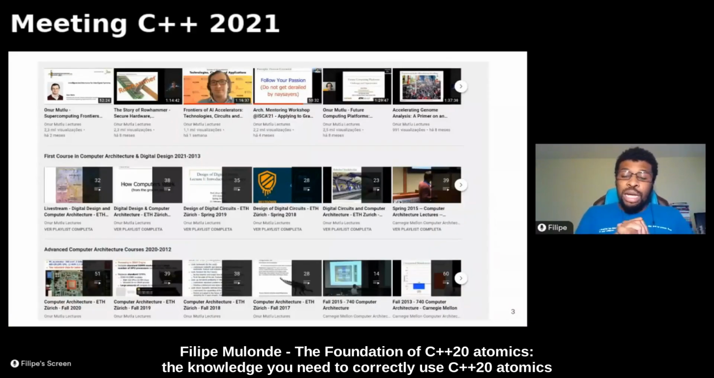I would also like to acknowledge the work of Onur Mutlu. He's a professor at ETH Zurich. And I used to watch a lot of his lectures on computer architecture. And some of the slides present in my presentation today were inspired and others directly taken from the slides of his lectures on computer architecture.